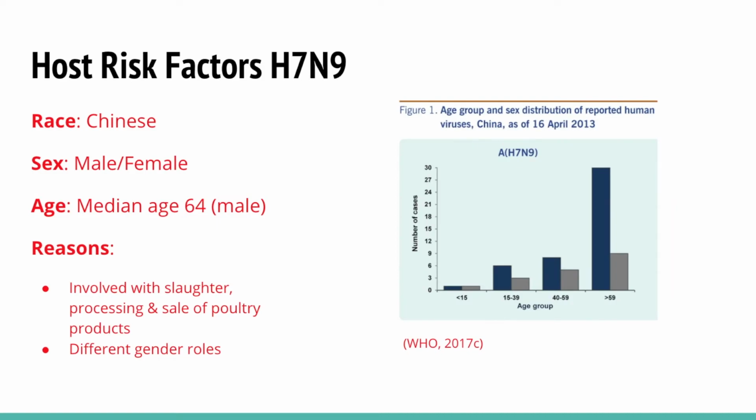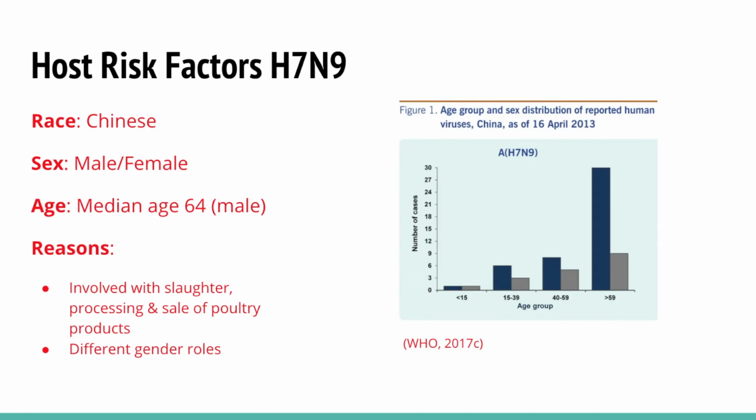Now we are going to discuss the host risk factors of the H7N9 virus. This refers to factors that make people more susceptible to the disease. The first one is race. The Chinese population are more likely to be in contact with the disease because they are involved with slaughtering, processing, and selling of poultry products.